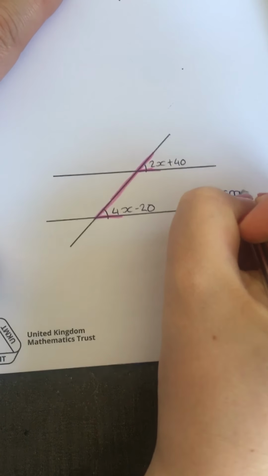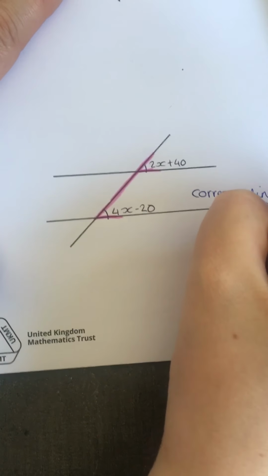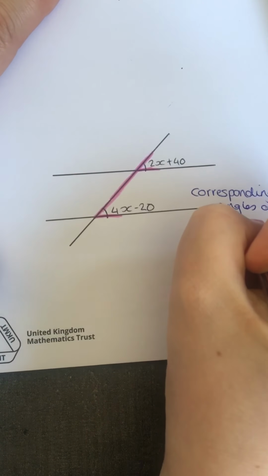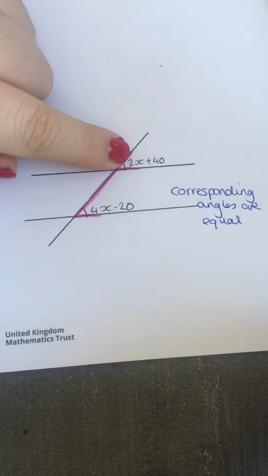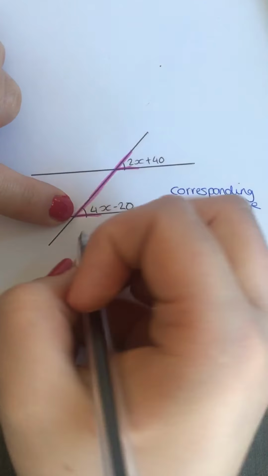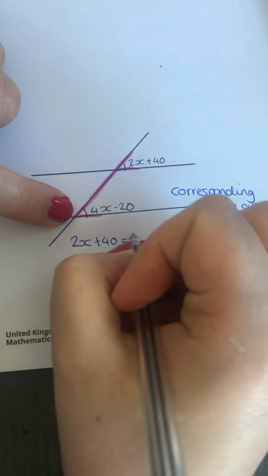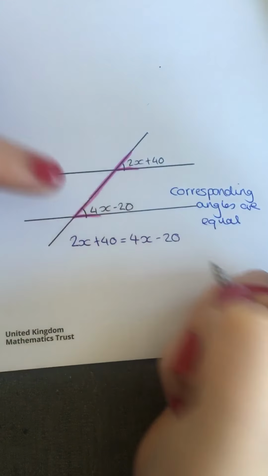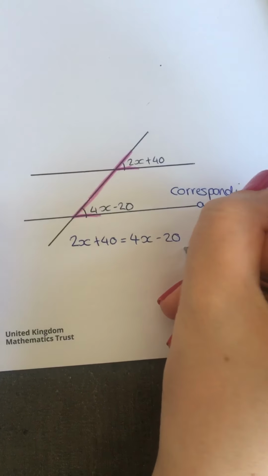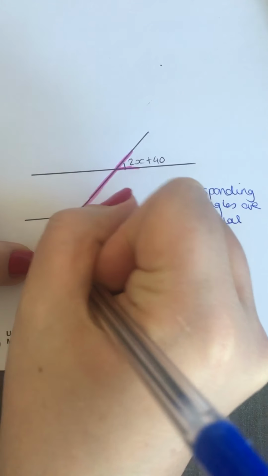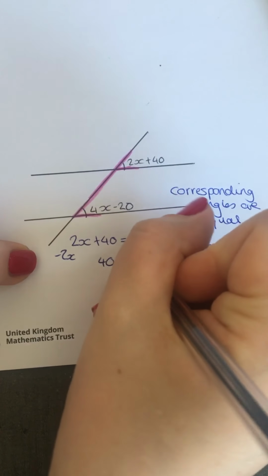And what do we know about corresponding angles? They are equal. So if we know that these two angles are equal, we can form an equation. So this angle is going to be equal to that angle. So we can say 2x plus 10 equals 4x minus 20, because those two angles must be the same. Going about solving that equation, start by getting all your x's to one side, moving the smallest x, so take away 2x from each side, and we get 10 equals 2x minus 20.